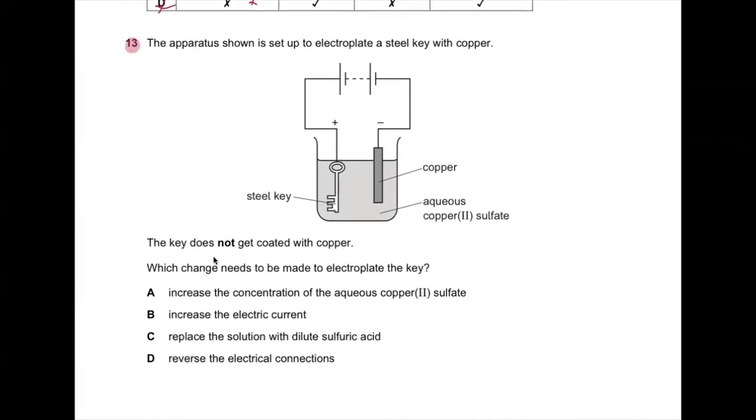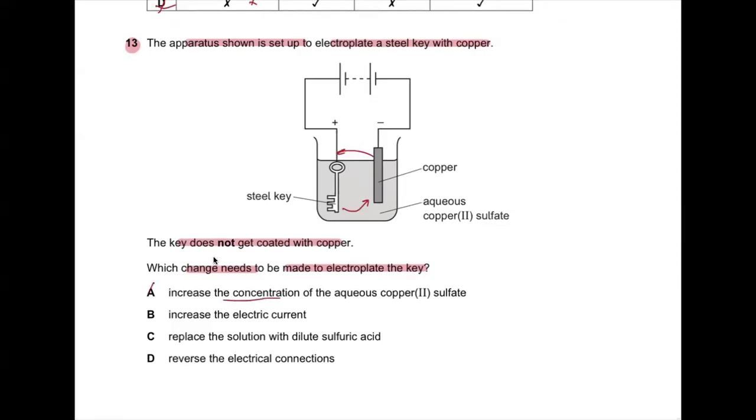Now, MCQ number 13. The apparatus shown is set up to electroplate a steel key with copper. The key does not get coated with the copper. Which changes need to be made to the electroplating? The thing which we have to plate is going to be put on the negative terminal, isn't it? So the key must be placed over here and this copper rod must be connected over here.